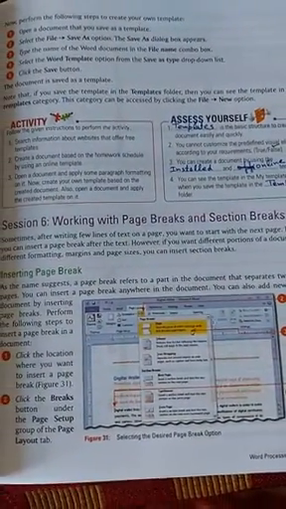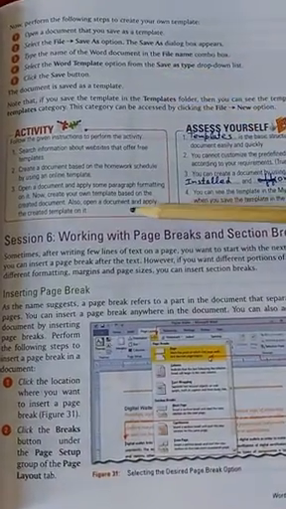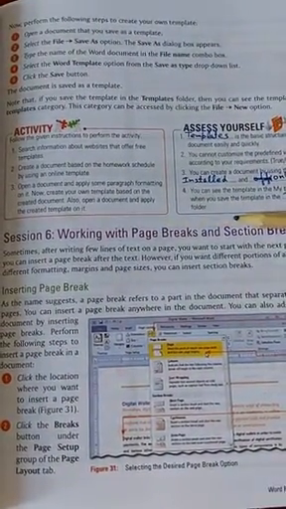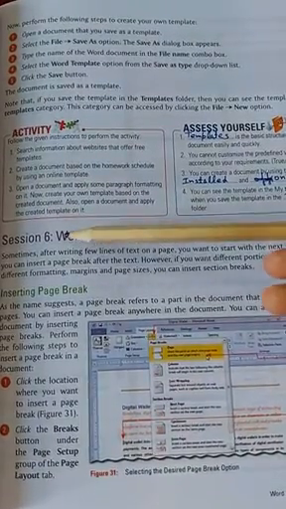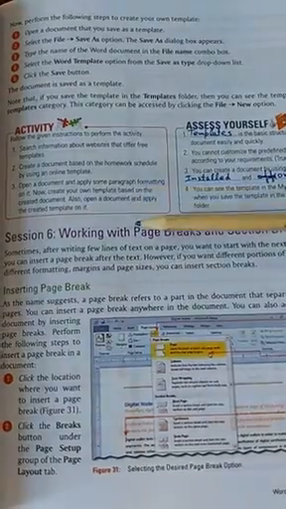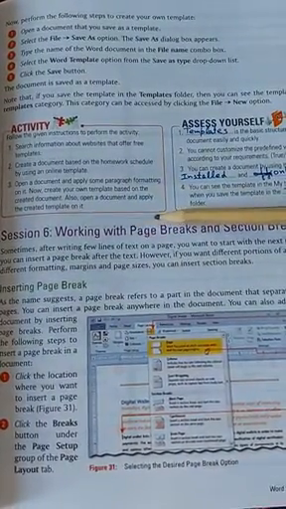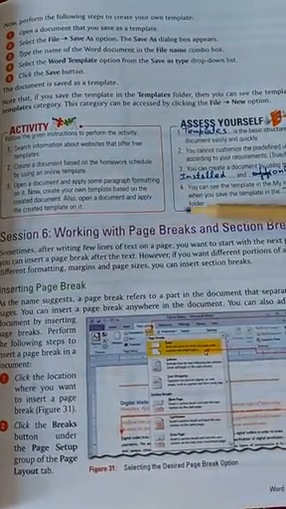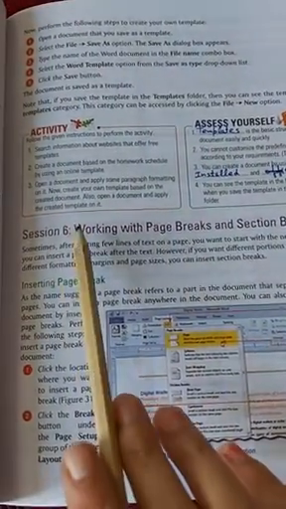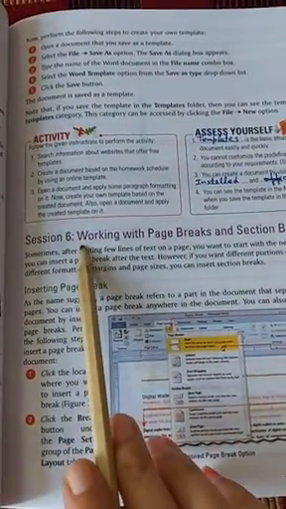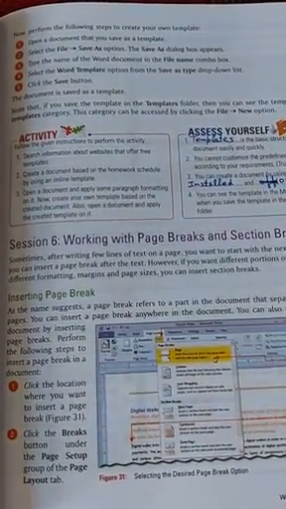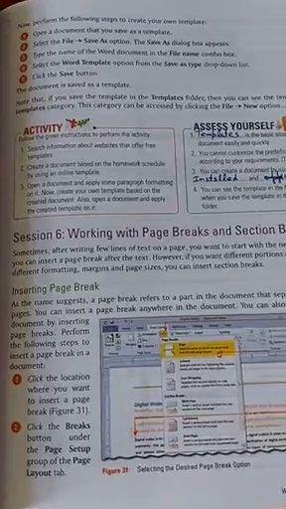For example, look at this page. My previous topic is finished here, and I want to print this new topic on the next page. Then I can insert a page break here. This will leave the rest of the page blank and start this topic from the next page. This is an example of page break or section break.